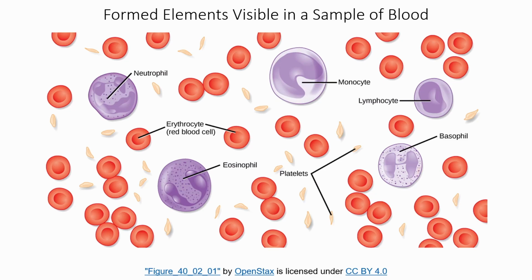So we see a multi-lobed nucleus inside the neutrophil. We see a horseshoe-shaped one in the eosinophil. We see that H-shaped one in the basophil. The monocyte is very large, with a very large nucleus, and the lymphocyte is smaller without those granules.